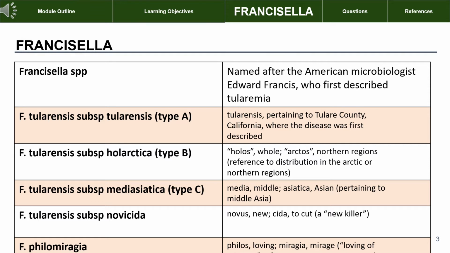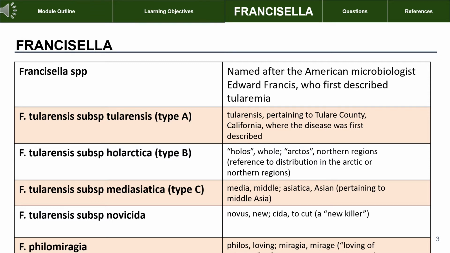Next is also known as type A, or Francisella tularensis subspecies tularensis. It pertains to Tulare County, California, where the disease was first described. Next, we have Francisella tularensis subspecies holarctica, also known as type B. Holos meaning whole and arctos meaning the northern regions. So it is a reference to the distribution in the Arctic or the northern regions.